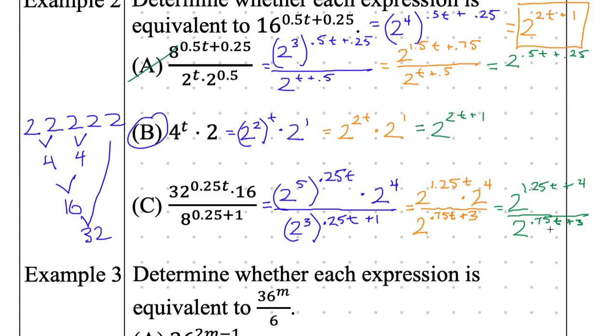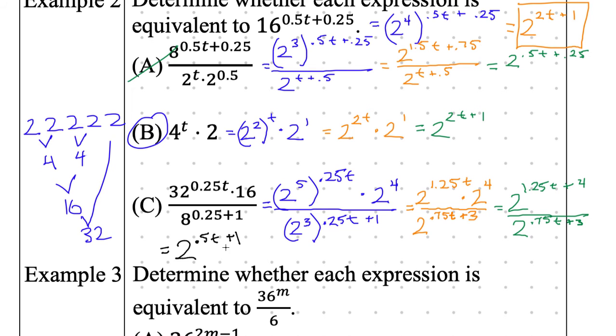And I'm getting low on room here, but now I just need to subtract and come down here. If I subtract, because I'm dividing with the same base, right? So I'm subtracting 0.75 from 1.25, so that's going to be 0.5t. So 2 to the power of 0.5t, and 4 minus 3 is 1, so plus 1.